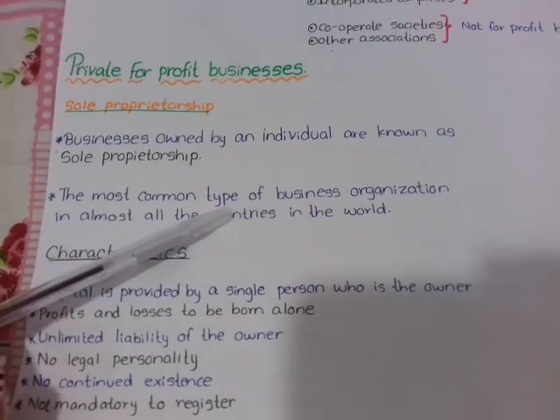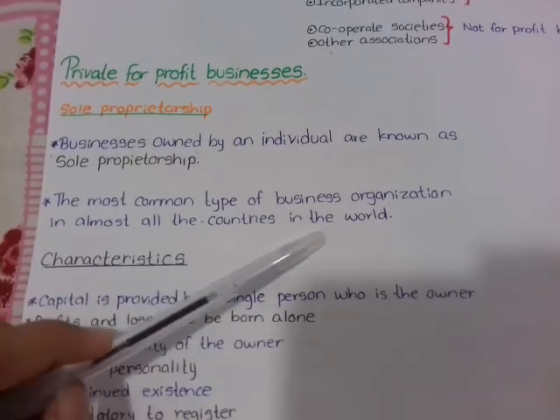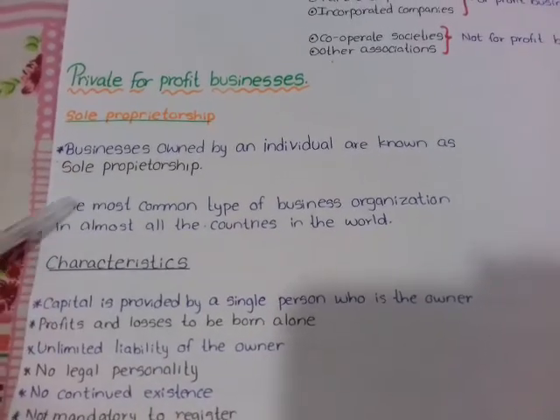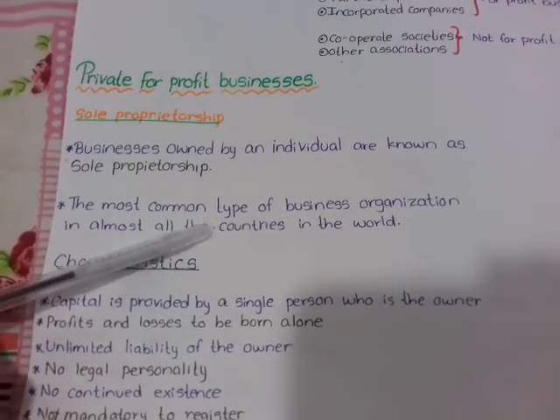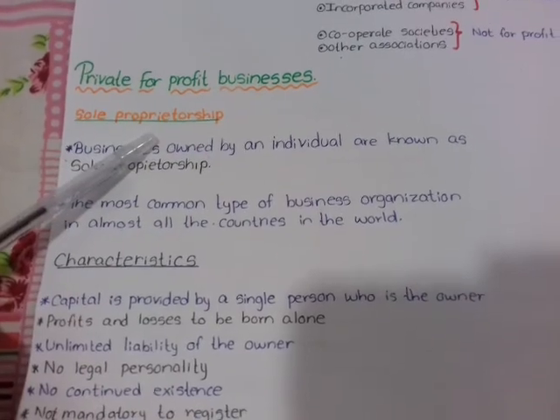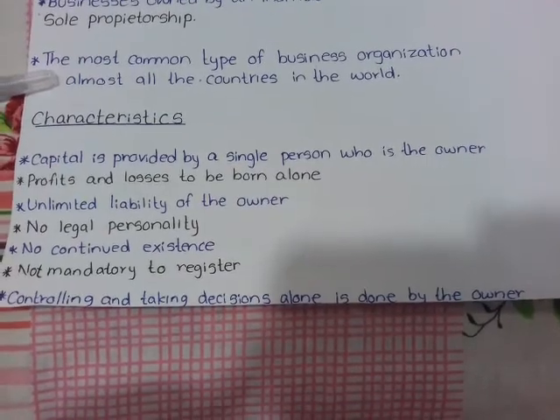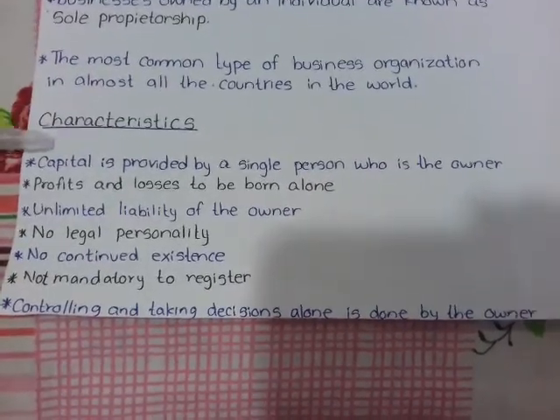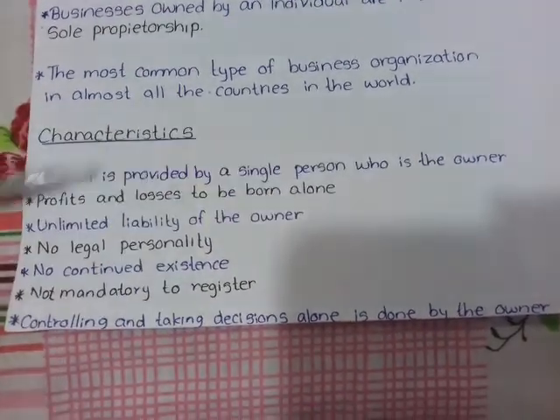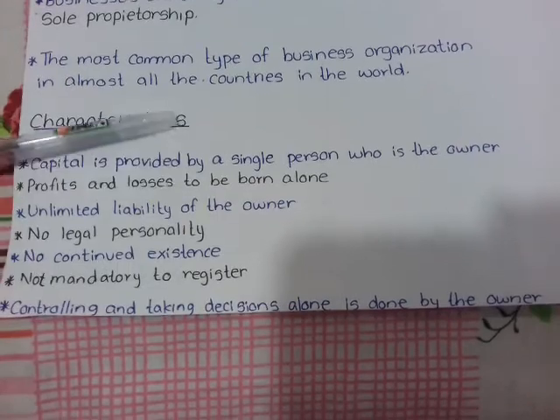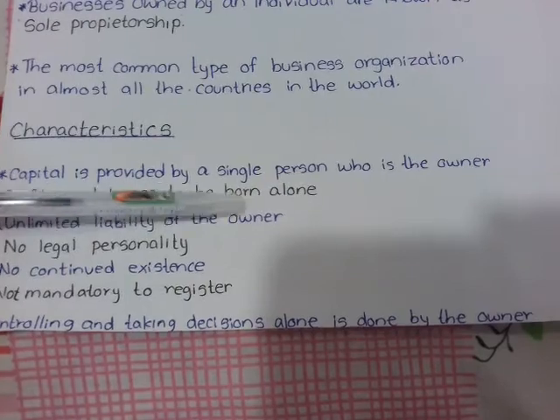So the most common type of business organization in almost all the countries in the world is sole proprietorship. That means in most of the countries, the most common type of business organization is sole proprietorship. So what are the characteristics of sole proprietorship? Capital is provided by a single person who is the owner. So the capital is provided by the owner and the profits and losses are to be borne alone.